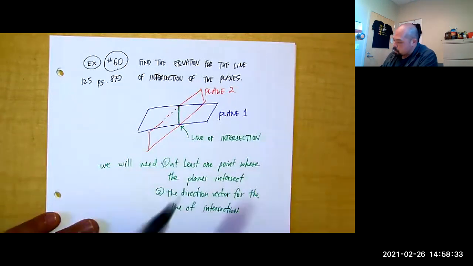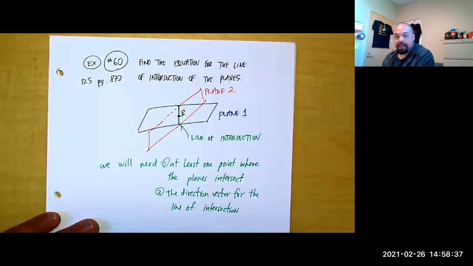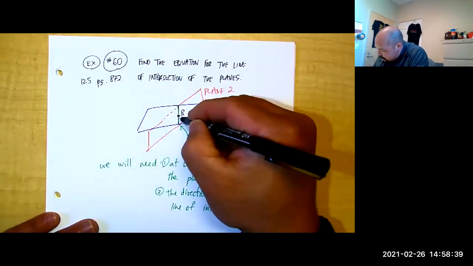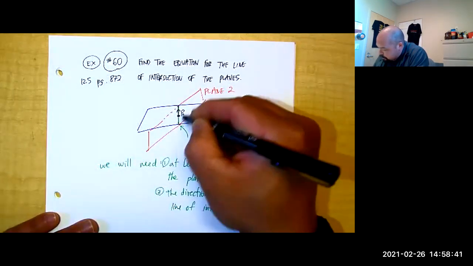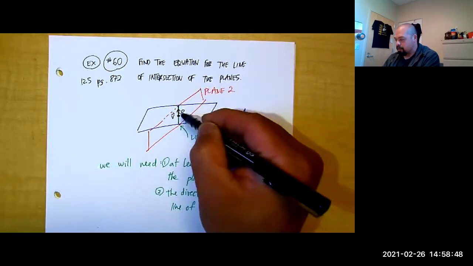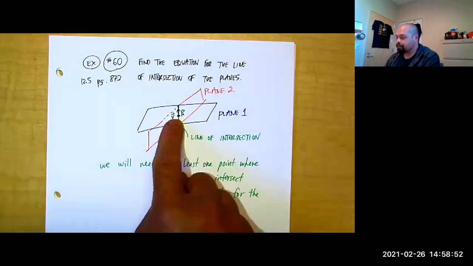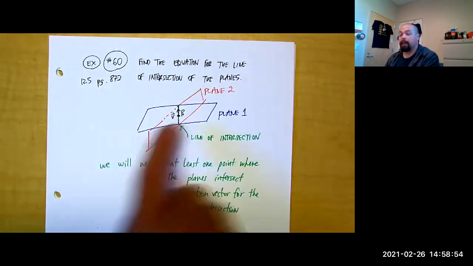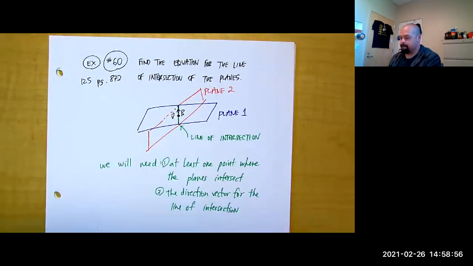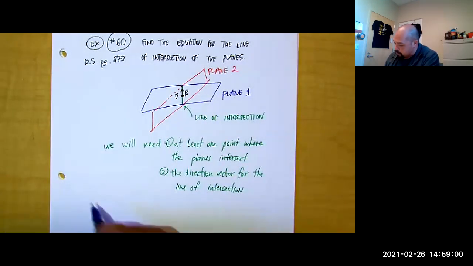Right? So as long as we can find that point of intersection and this direction vector that the line follows, whether it be this direction or the other direction, it'll just be the same quantities, just negative. Then we can build up that equation for our line. Okay? All right, so let's go through this first part.